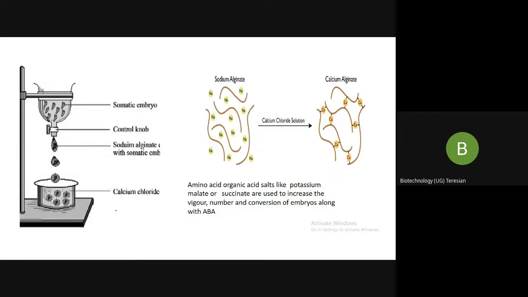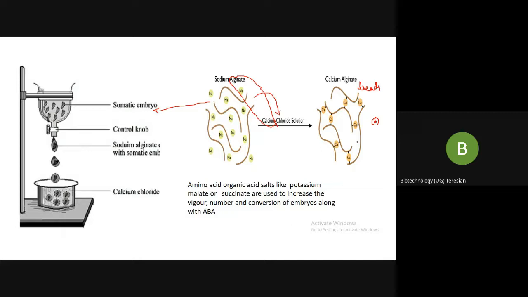Here a chemical reaction happens. Look at this. This is your sodium alginate, and it is carrying the embryos. Now you are dropping it into the calcium chloride, and a chemical reaction occurs. Calcium alginate is formed, so you form calcium alginate beads. Inside these calcium alginate beads, your somatic embryos are present. This is the way you make hydrogels.